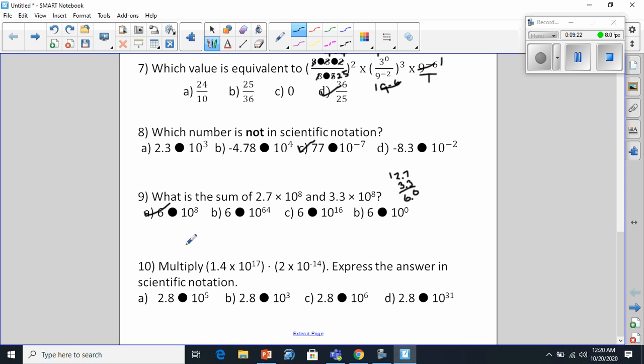All right, number 10, a little late, sorry about that. Multiply 1.4 times 10 to the 17th times 2 times 10 to the negative 14th, and express the answer in scientific notation. Well, first we take the two numbers in front and multiply them together. 1.4 times 2 is going to be 2.8. Well, that was already known because all of these start with 2.8. Now, what do we do with these exponents? Well, when we're multiplying, remember, we add the exponents together. In this case, we're going to add a positive 17 to a negative 14. 17 minus 14 is 3. So we're looking for 10 to the third power. And, here we go, right here at B.